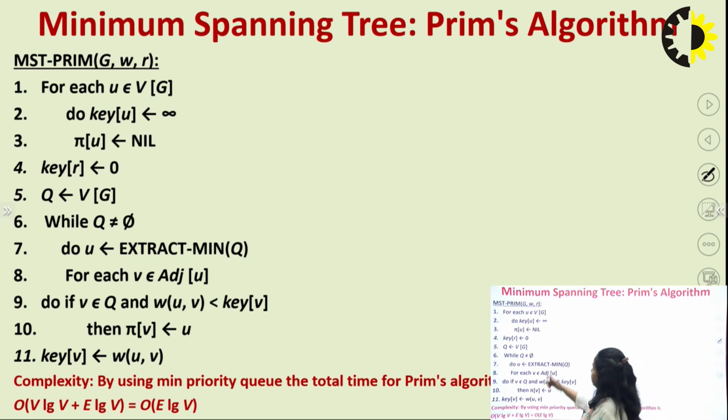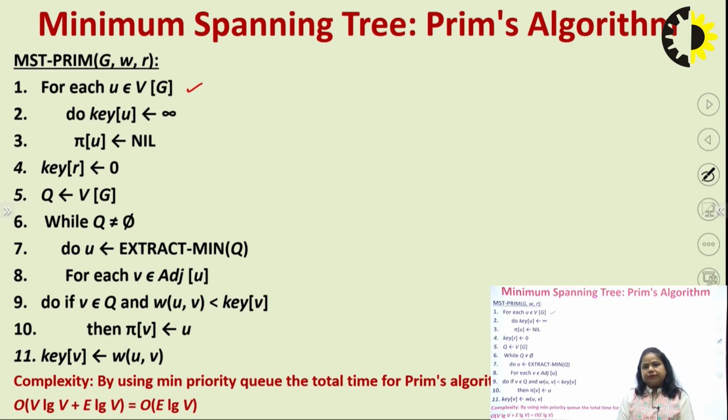Now, in its algorithm, first of all we have to write MST_Prims, which stands for minimum spanning tree using Prim's algorithm. G stands for graph, W stands for weight, and R denotes the root. First of all, we have to consider all the vertices and apply the for loop: for u belonging to all the vertices of the given graph.